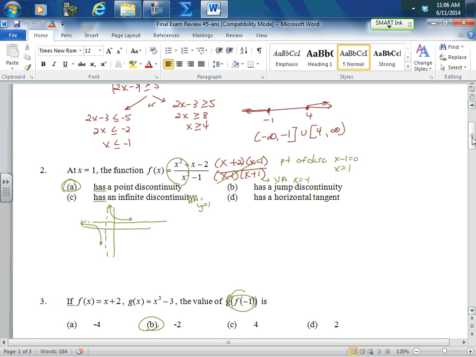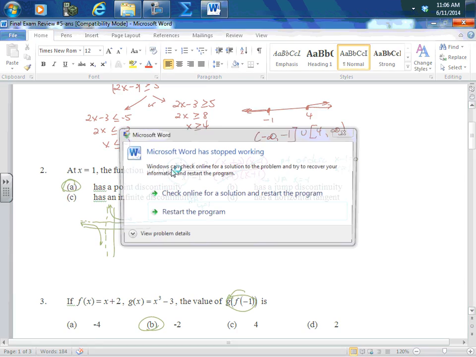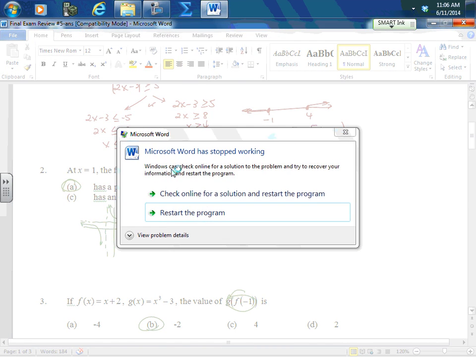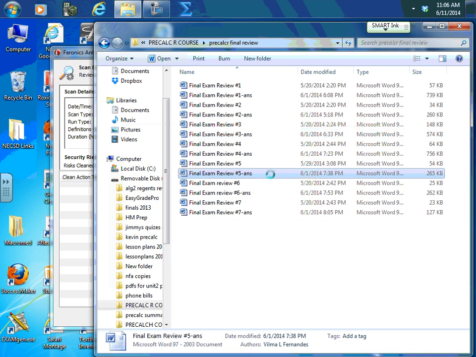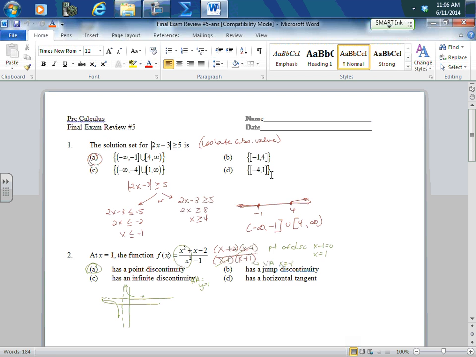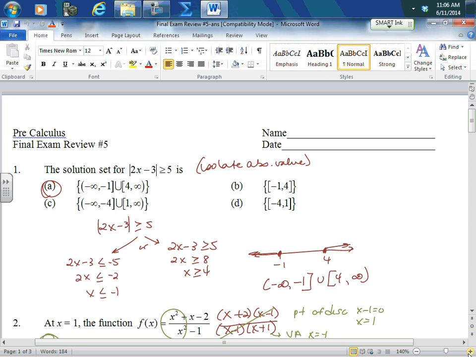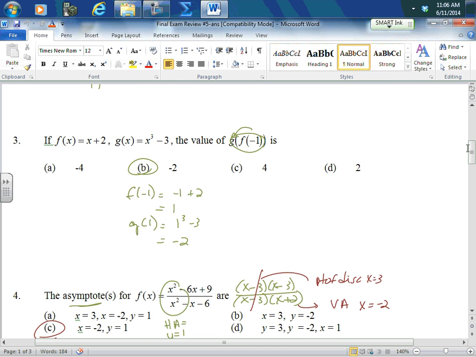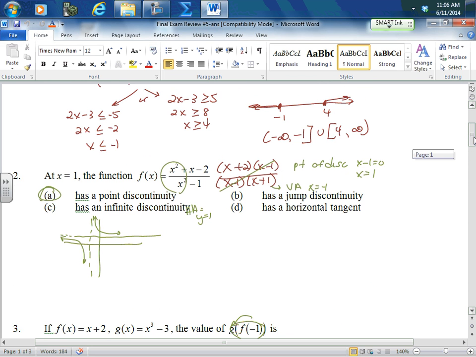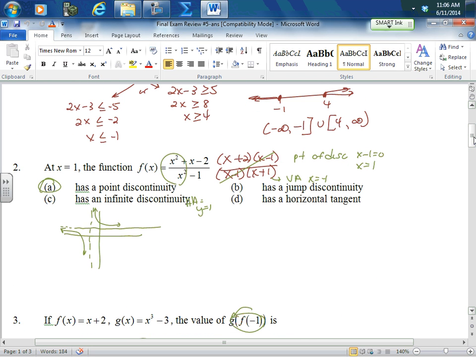Horizontal, I'll give you the 3 rules. When they're the same, it's the ratio. So y is equal to 1 on that one. Here's your horizontal asymptote. It doesn't have a tangent. It has an asymptote.